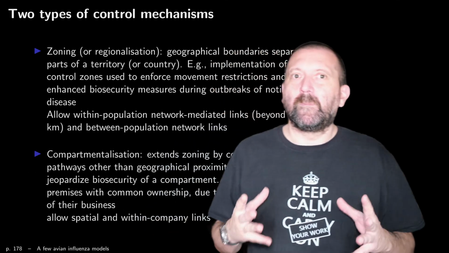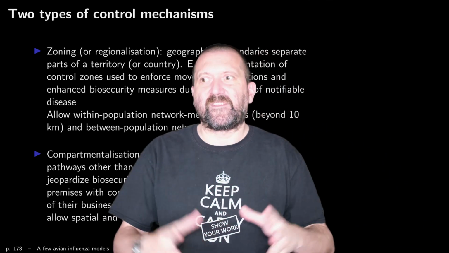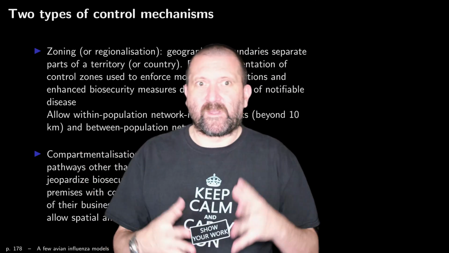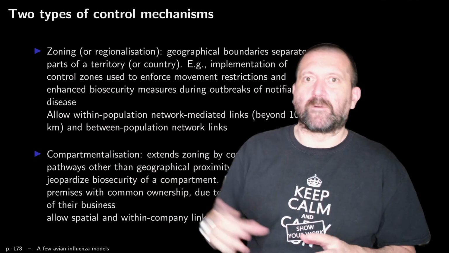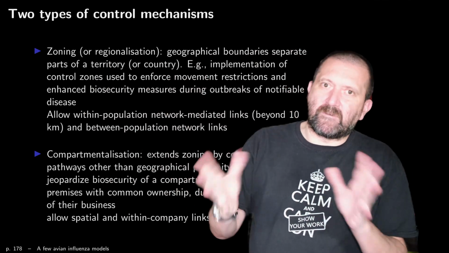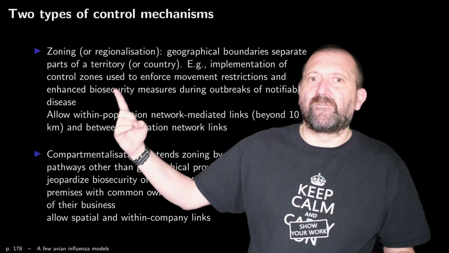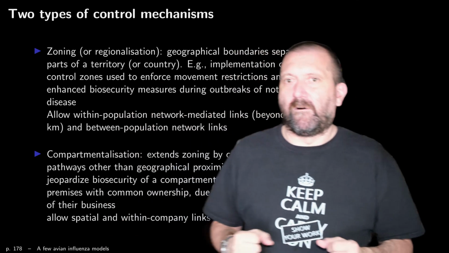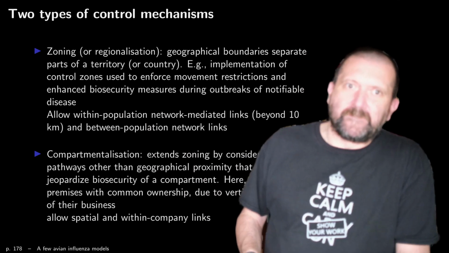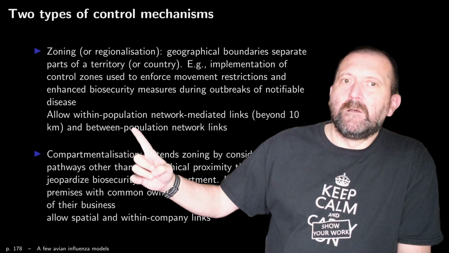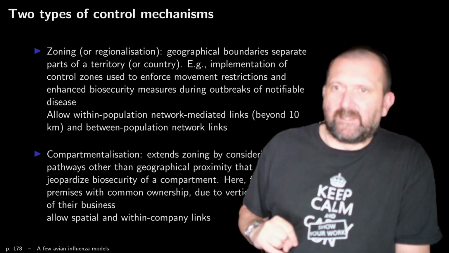And what they do is they look at two types of control mechanisms. That's the main objective of that paper, to investigate the difference between two types of methods. One of them, and that's the most frequently used one, is what they call zoning. Zoning is that they say, well, there's geographical boundaries that separate parts of a territory or country, so they will have, for instance, control zones restricting the movement of animals, and, for instance, enhanced biosafety measures. And so they allow within population movement and between population links.